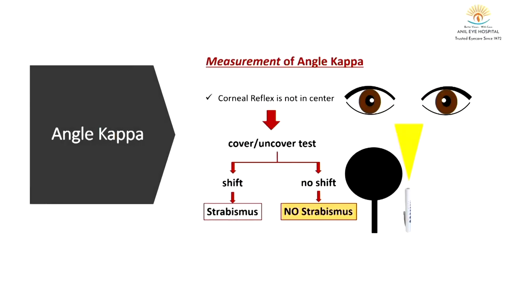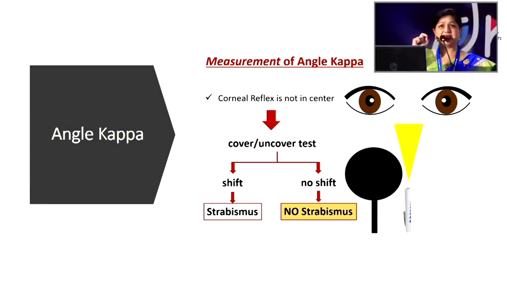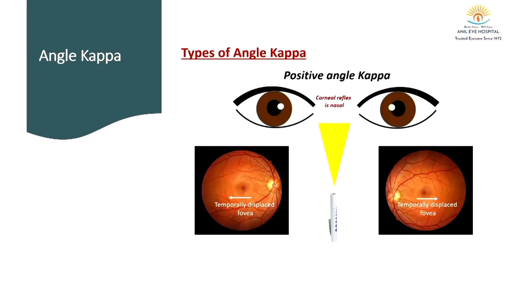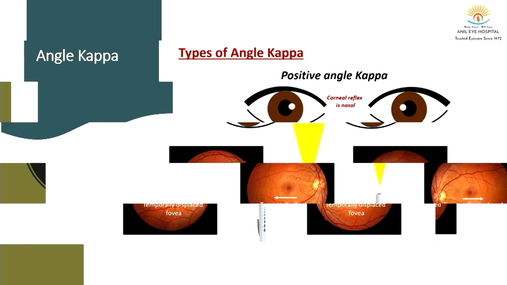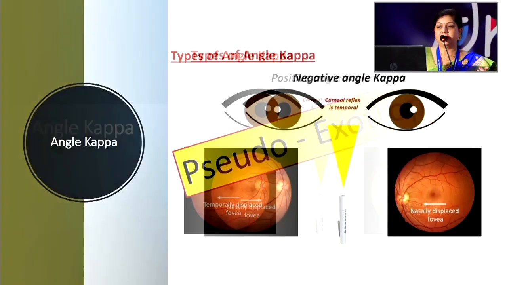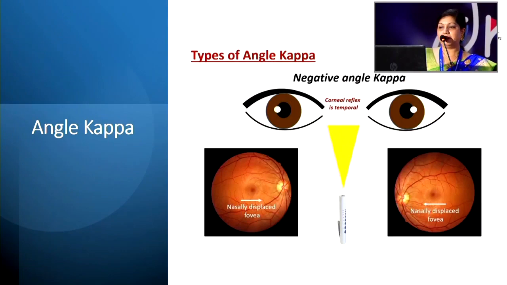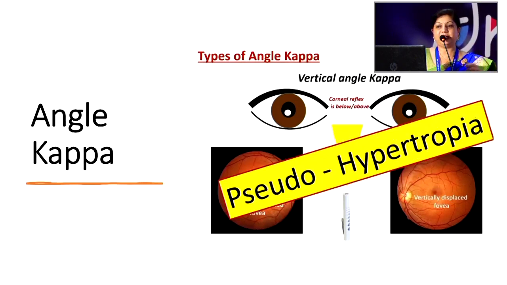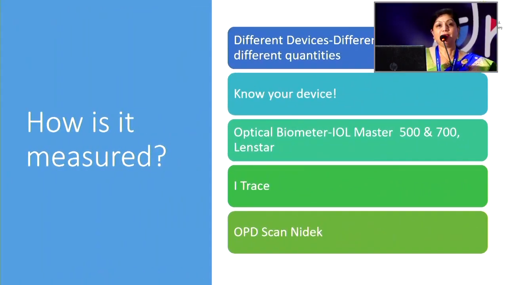Very simply, if you look at the patient clinically and do a cover-uncover test, you see that the corneal reflex is not exactly in the center, it's slightly nasal. If there is no shift on cover-uncover test, that means there is no strabismus. If there is a large positive angle kappa, the corneal reflex is more nasal, which gives the effect of a pseudo-exotropia. If it is a very large negative angle kappa, the corneal reflex is temporal, which gives the effect of a pseudo-esotropia. If it's a very large vertical angle kappa, the reflex is above or below, which gives the effect of a pseudo-hypertropia.